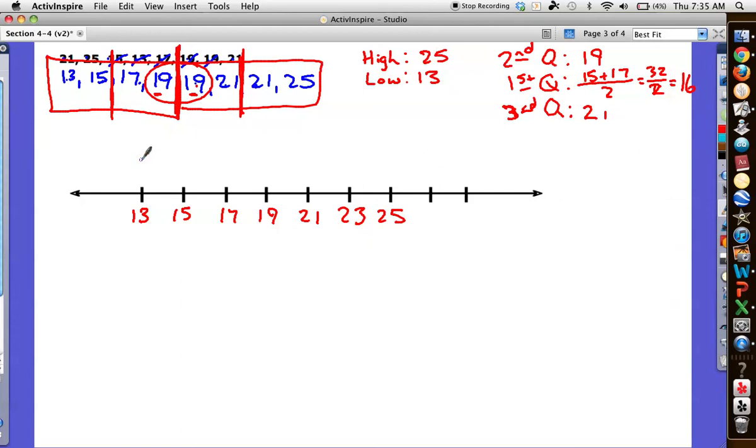Okay, so 13 gets a dot. Our first quartile, 16, right here, gets a dot. Try and keep them on the same level. Okay, 19 gets a dot. 21 gets a dot. And 25 gets our last dot. 5 key points, and there are our 5 points.